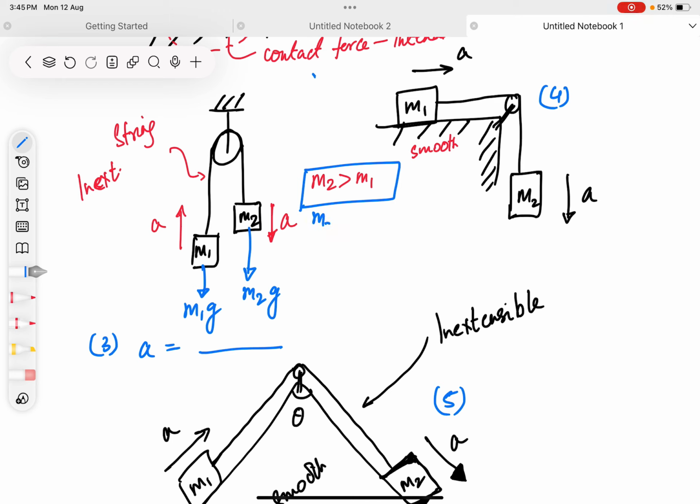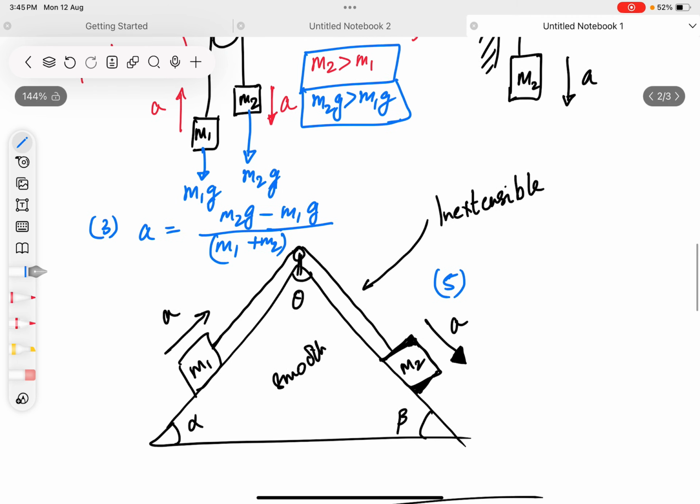Since we have selected M2G to be more than M1G, since M2 is greater than M1, therefore this must also be valid: M2G greater than M1G. So therefore we can write the common acceleration as the net pulling force. Net means in this case the difference, or they are opposing, divided by the total mass of the system, which is M1 plus M2. This part is clear.